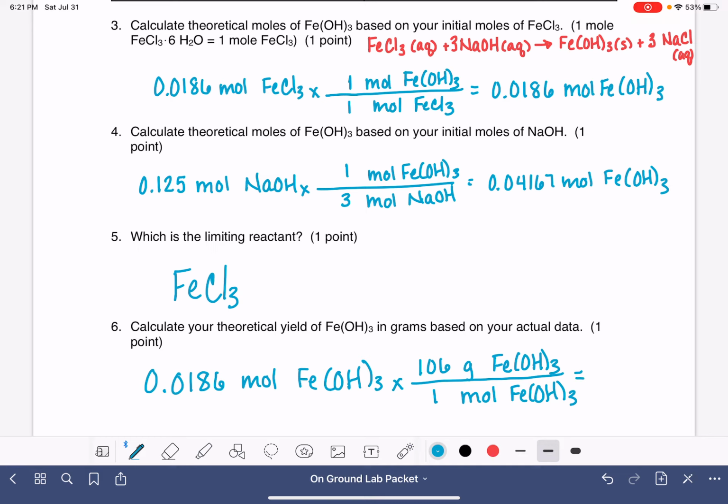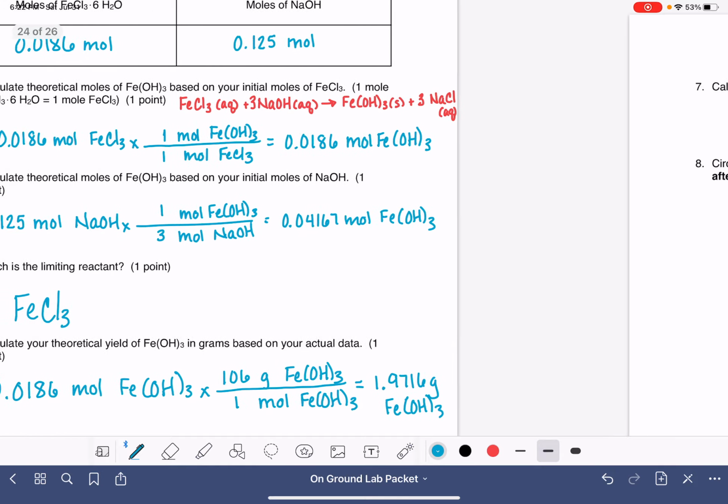And so this is going to be 0.0186 times whatever that molecular weight is. Again, please double check to make sure, actually add up that molecular weight, because I am almost 100% sure that 106 is inaccurate. This is the theoretical yield of the FeOH3.